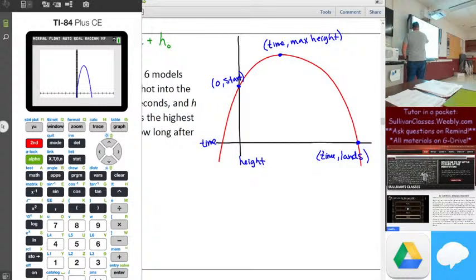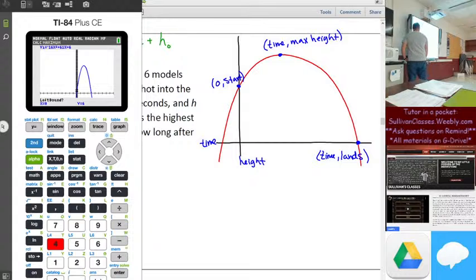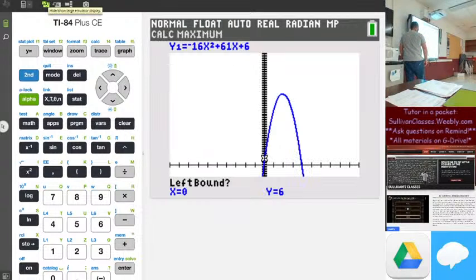Right above trace is calculate. Remember, there's two calculates on here. Stat calculate finds stuff from your table. Second calculate finds stuff on your screen, on the graph. And I'm going to find a maximum. As long as the left bound is on the left and the right bound is on the right.